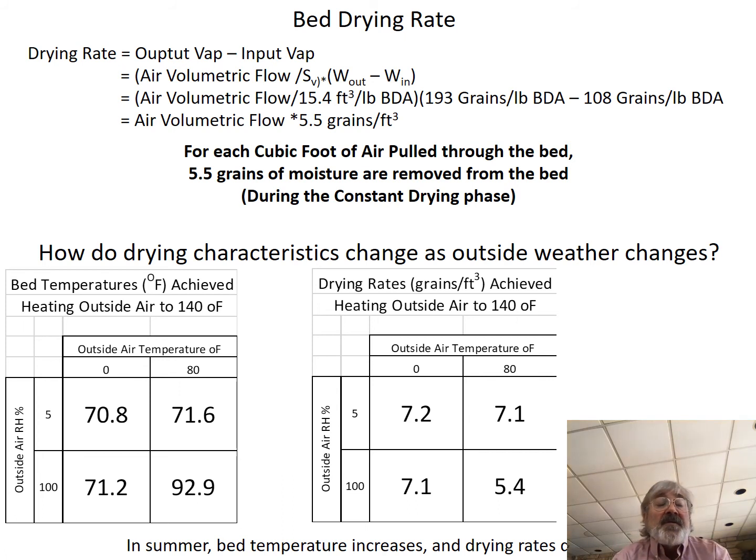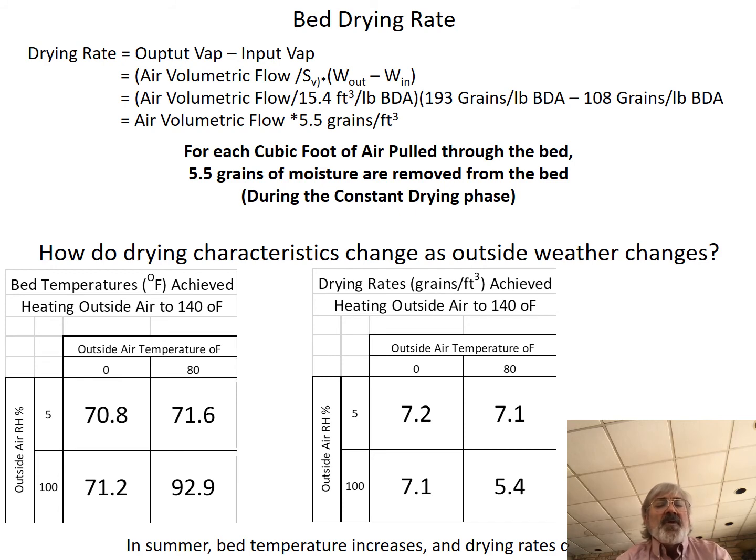Okay, so this is like the summer versus winter kilning question. All right. So if I've got outside air at different combinations of outside air temperature, 0 and 80, and outside air relative humidity, 5 and 100, these are the wet bulb temperatures that the bed is going to try to achieve through all of that. If I'm looking at the dead of winter here, I have 70.8 degree Fahrenheit bed temperature, and in the dead of summer with 80 degrees and 100% relative humidity, I've got 93 degrees Fahrenheit.